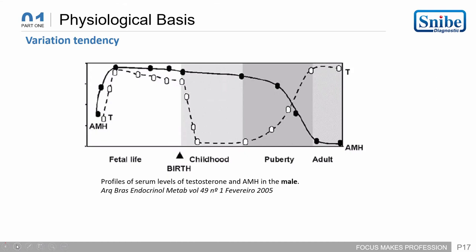On a physiological basis, anti-Müllerian hormone has a variation tendency. You can see that in fetal life its values are increasing, and at the time of birth and through childhood it remains the same, then between puberty and adult age the values decrease. If we compare with testosterone, the serum profiles of testosterone and anti-Müllerian hormone in the male show an inverse relation of AMH and testosterone. That variation tendency also exists.